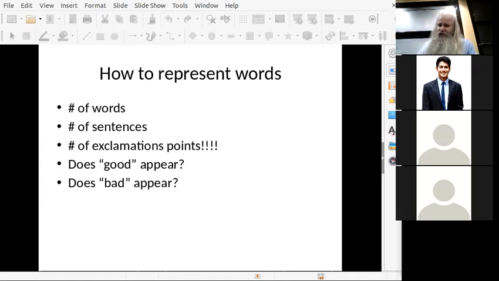Number of sentences actually probably tells you quite a lot. If there's lots of sentences and a few words, it means the sentences are short. If there's only a few sentences and lots of words, it means the sentences are long. That probably means that they're more in depth or something. And so that probably is correlated with something to do with the number of stars.